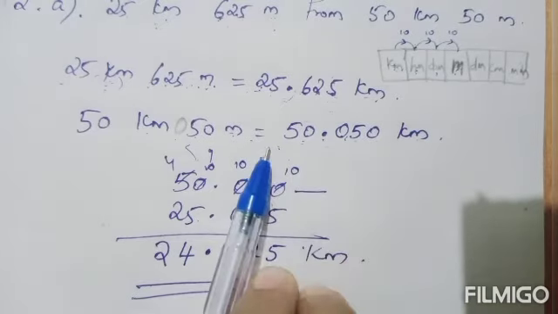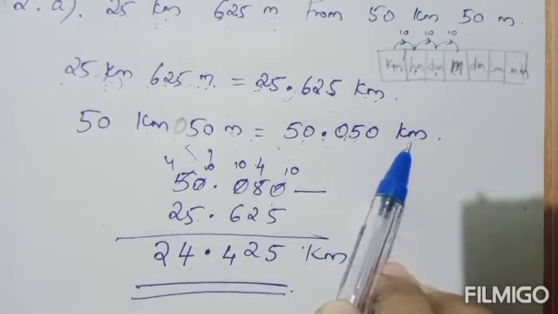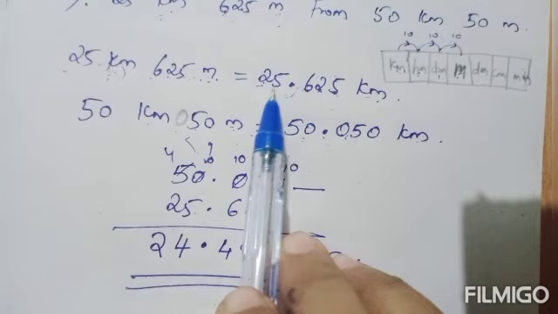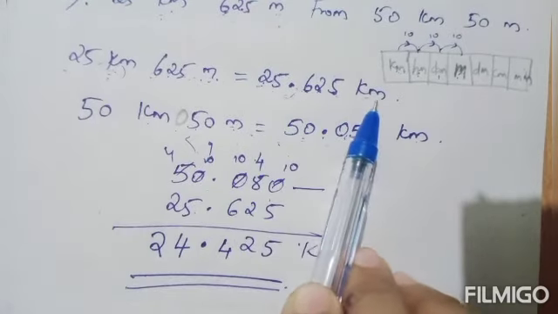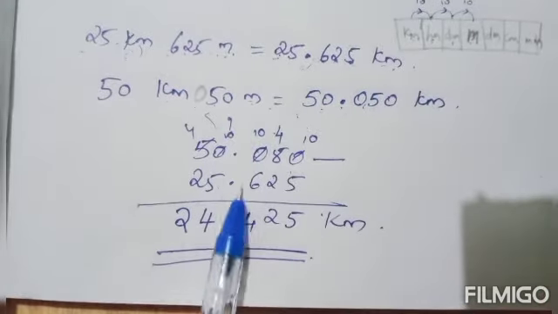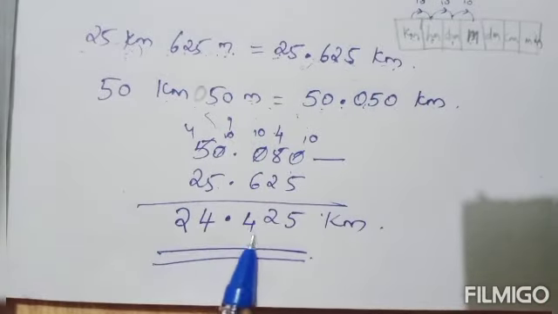Now you can subtract. From 50.050 kilometer, you can subtract 25.625 kilometer. Okay, so subtracting you will get 24.425 kilometer. So this is the final answer.